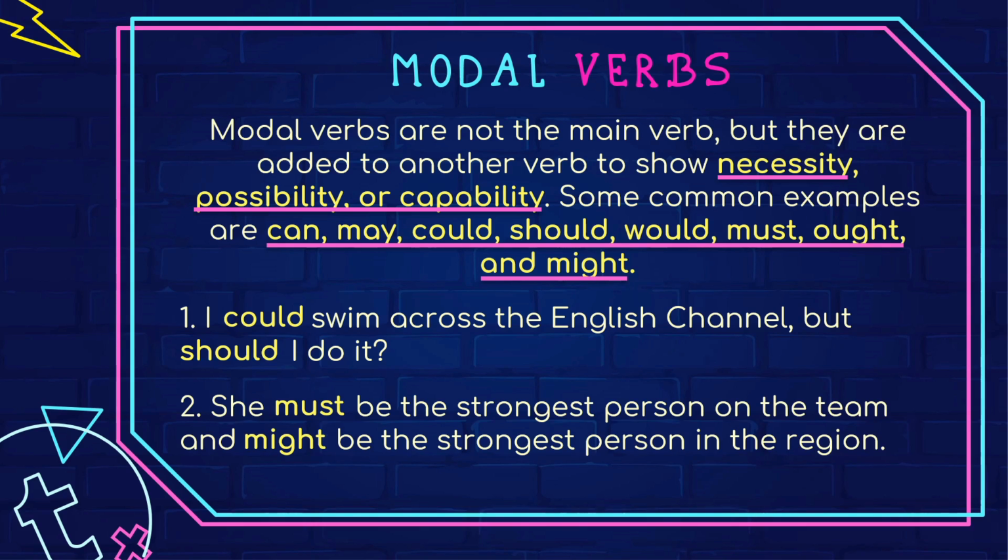Let's look at the second example. She must be the strongest person on the team and might be the strongest person in the region. She must. The word must here shows necessity. Be the strongest person on the team. And might shows a possibility. So modal verbs are not the main verb, but they are added to another verb to show three things: either necessity, possibility or capability.